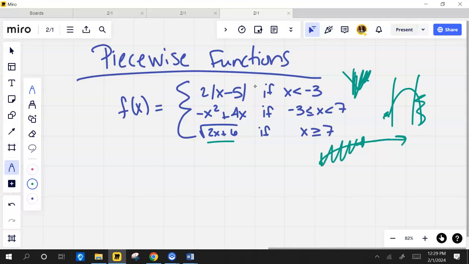So it's all these different pieces that we kind of Frankenstein together to make one graph. Okay?